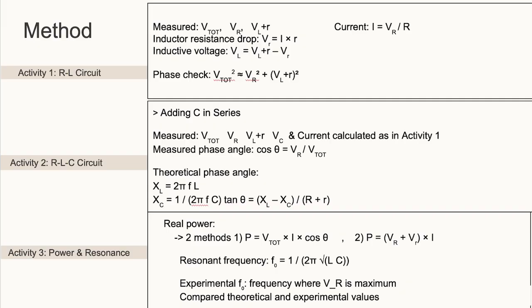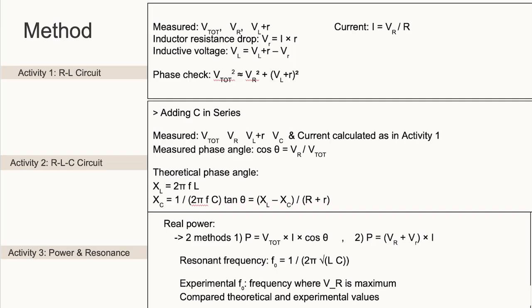In activity 2, we added the capacitor to make an RLC series circuit. We measured the voltages again and calculated the current. We found the phase angle between the total voltage and the current, then compared it with the theoretical value.